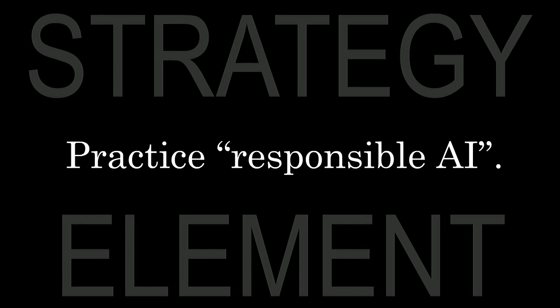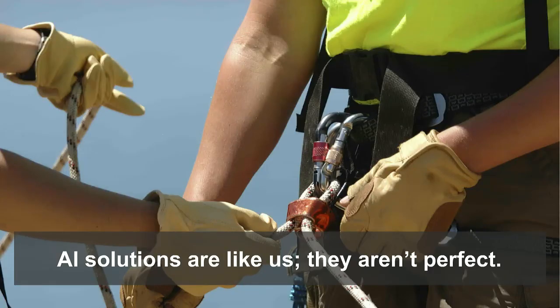Next strategy element is practice responsible AI. AI is fundamentally different from application code, or from code in general. It's probabilistic, it's data-driven, data led to the model, which makes the prediction. So it's fundamentally different. And AI solutions are a little bit like us. They are not perfect. They're probabilistic, right? So when you create a model to make a prediction, the reason why we say prediction is because it's probabilistic, right? And it may be 97% correct, or 98%, or maybe 87% correct, but they're probabilistic.